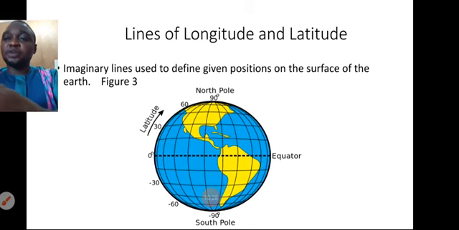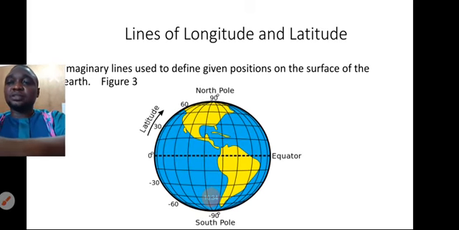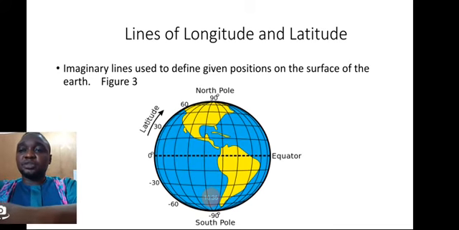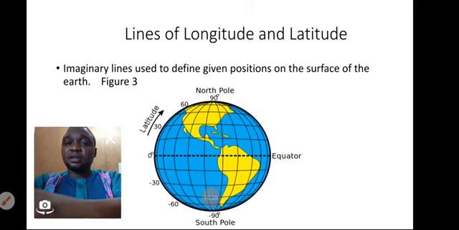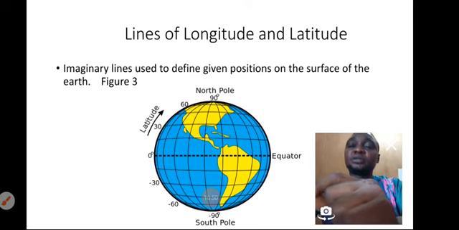The next subsection we are going into is lines of longitude and latitude. Let me lower the screen so that you can see something there. All right. Lines of longitude and latitude. These are imaginary lines used to define given positions on the surface of the earth.